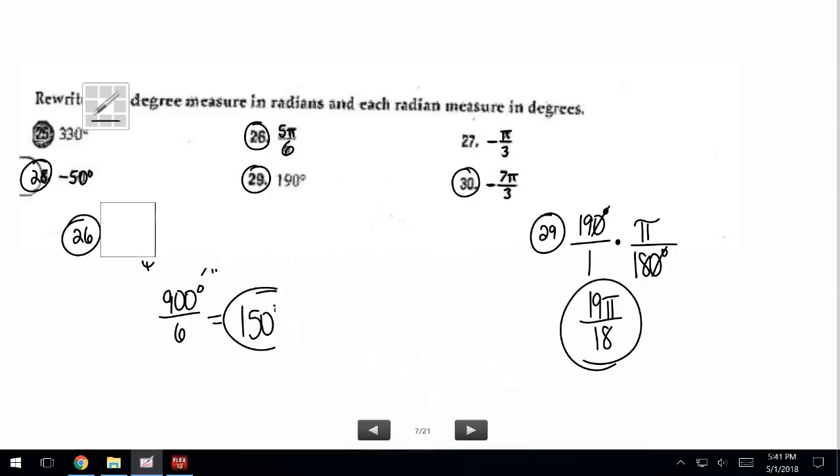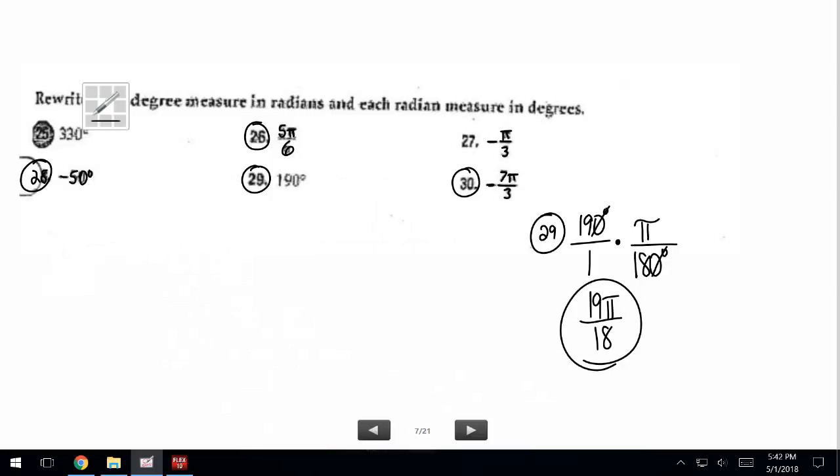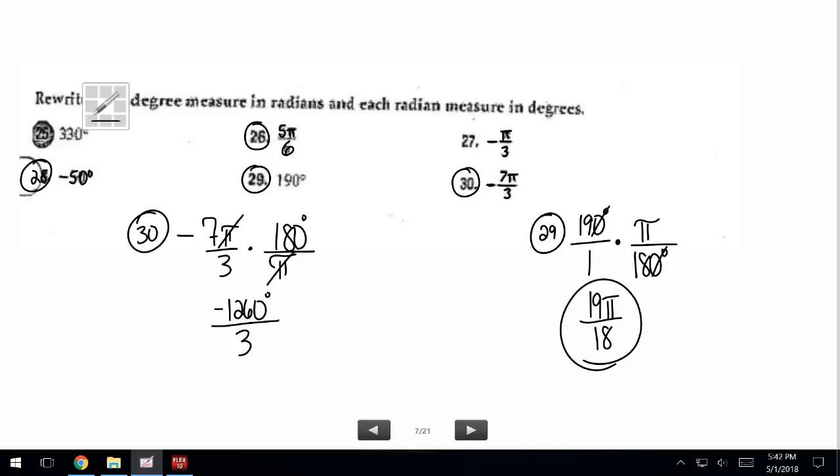All right, we've got one more, number 30. It's already a fraction. I need that pi to cancel, so I'm going to put that pi on the bottom, and then 180 goes with it. Do the pi's cancel out? Negative 7 times 180 is 1200. It's 1260. Divide it by 3, and it gives you negative 420.